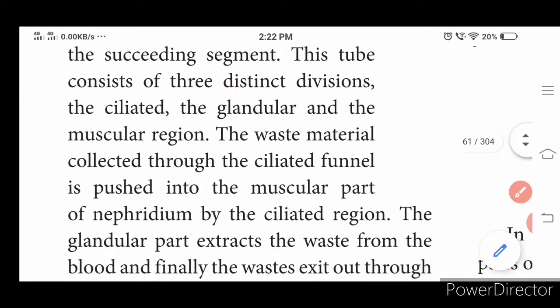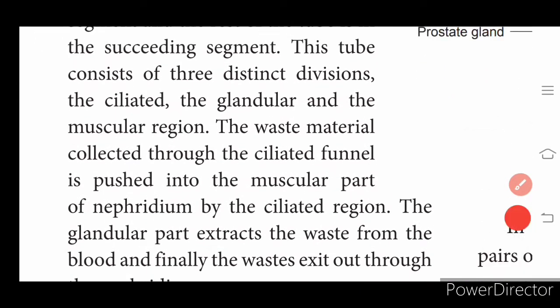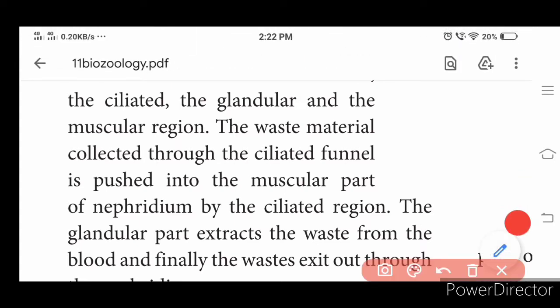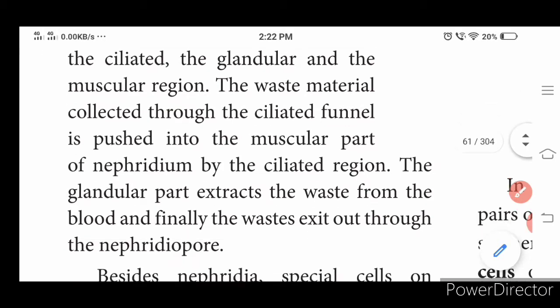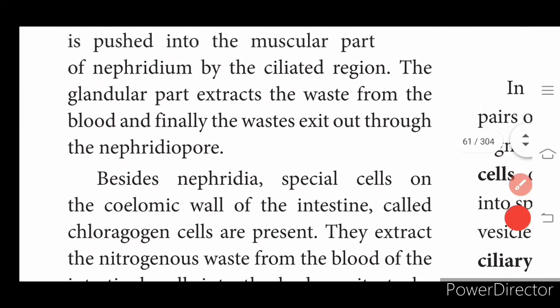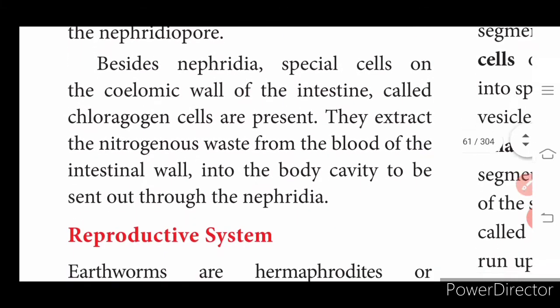This tube consists of three divisions: ciliated, glandular and muscular region. So you can see three regions in the case of meganephridia. The glandular part extracts waste from the blood. Finally, the waste exits through the nephridiopore.